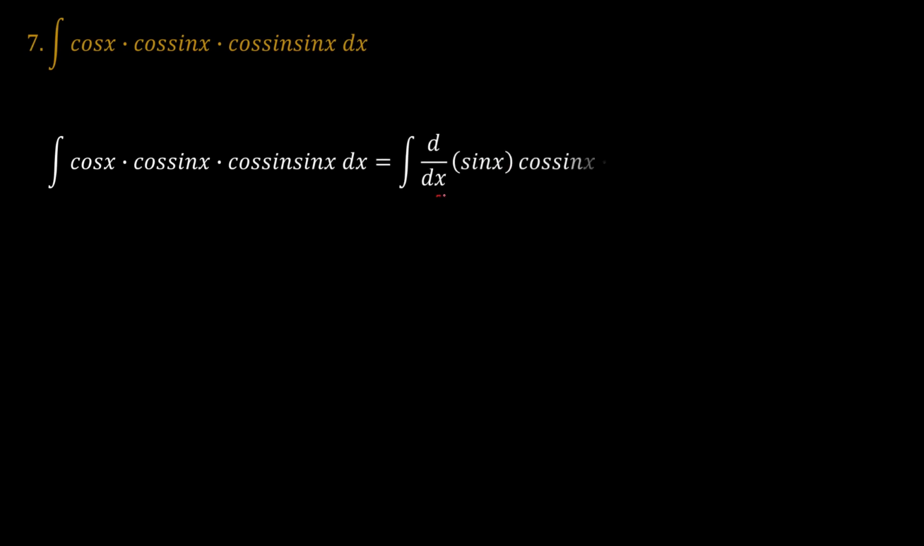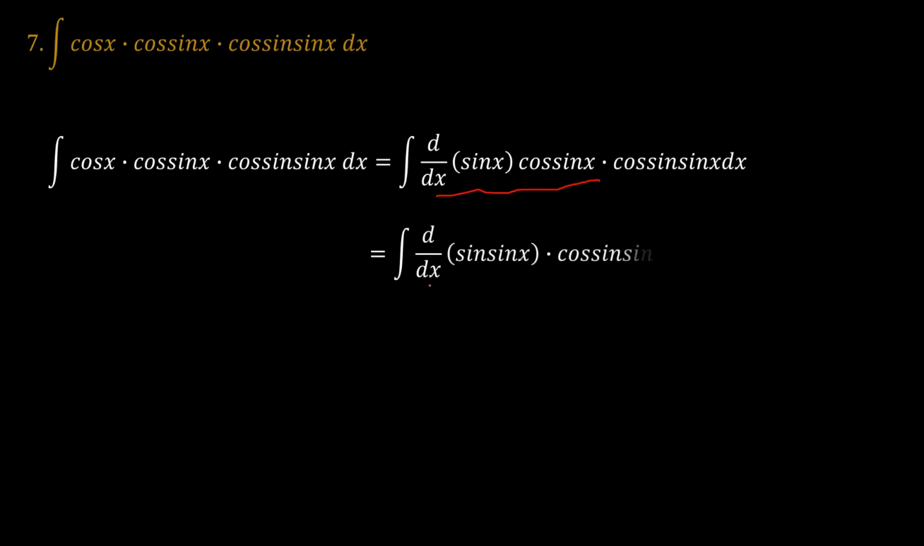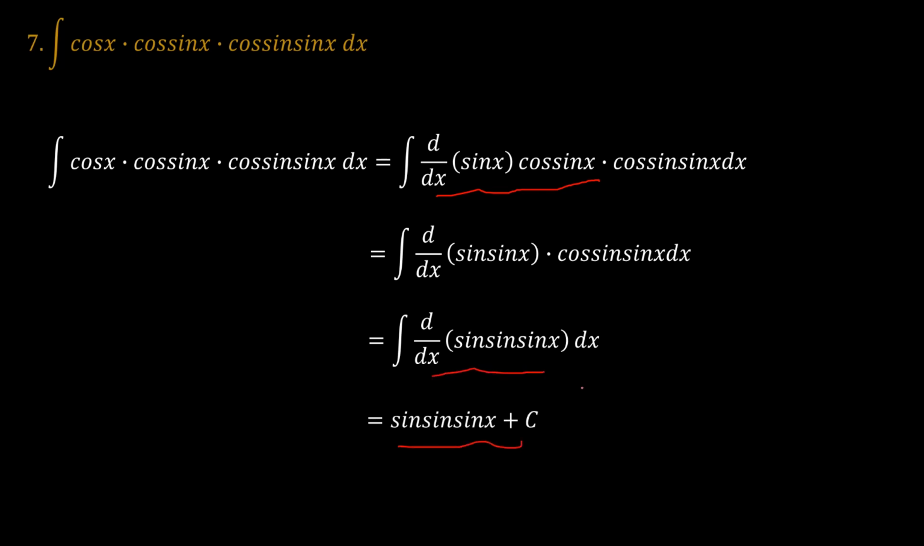Next, the integral of cosine x times cosine of sine x. Cosine x is the same as the derivative of sine x. And the product of the derivative of sine x and cosine of sine x is the same as the derivative of sine of sine x. And this is the same as sine of sine x plus c when you integrate this.